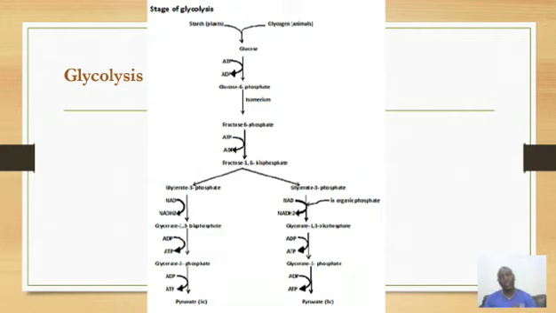A phosphate is removed, which combines with ADP, forming ATP and glycerate 3-phosphate, which undergoes another dephosphorylation, liberating a phosphate group that combines with ADP, giving off the second ATP molecule directly, and in turn giving us pyruvate. Therefore, what are the products of glycolysis? We have 2 pyruvate molecules.